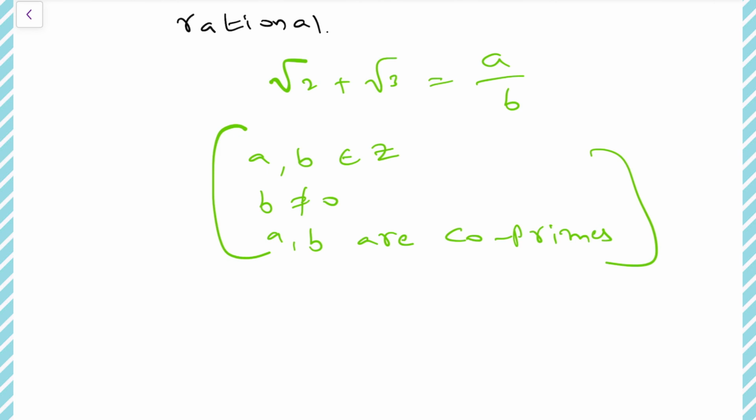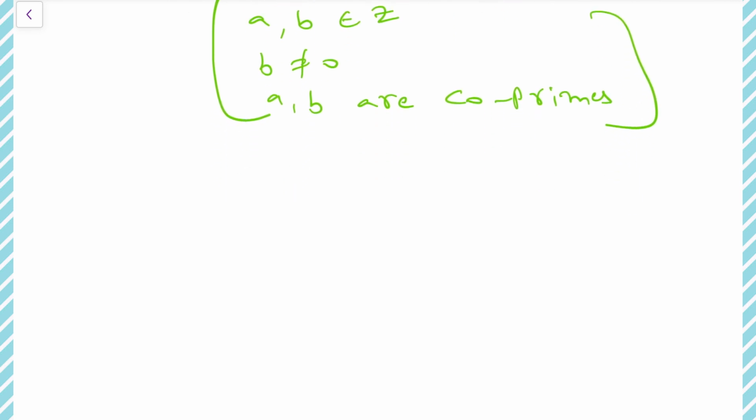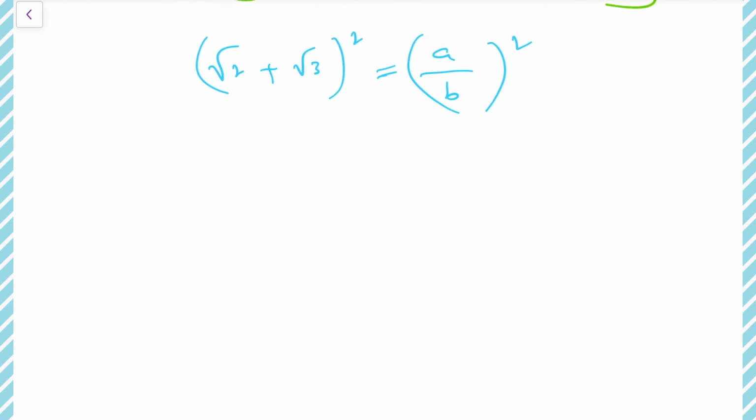Okay, now in this question where both the numbers have square roots, squaring on both sides is compulsory. So root 2 plus root 3 whole square equals a by b whole square. Now if we observe the left side clearly, root 2 plus root 3 whole square is in the form of a plus b whole square. So let us expand it. A plus b whole square is a square plus b square plus 2ab.